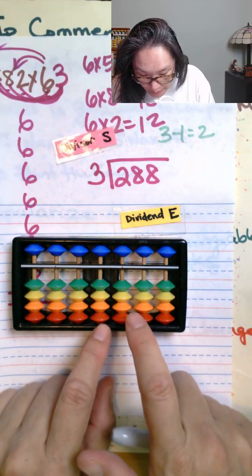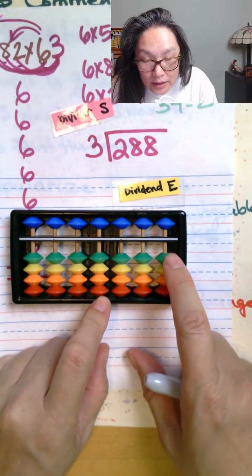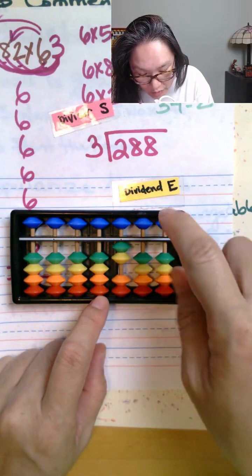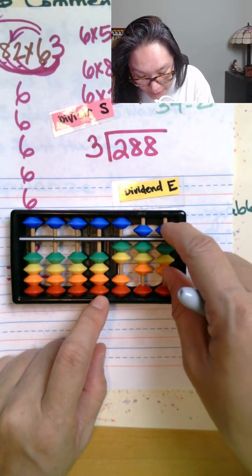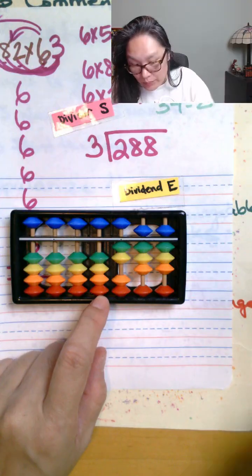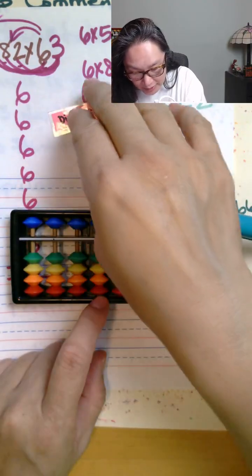Now I'm going to put my dividend over here to keep track, because the dividend on the abacus will help me, and then we will start to subtract on the abacus. Then we won't need to write it out, but I will write it out because it makes sense for those people trying to keep up.